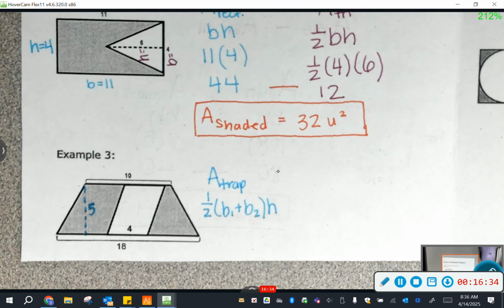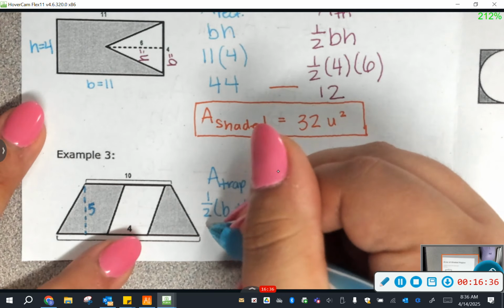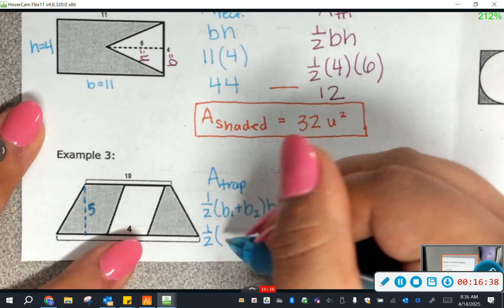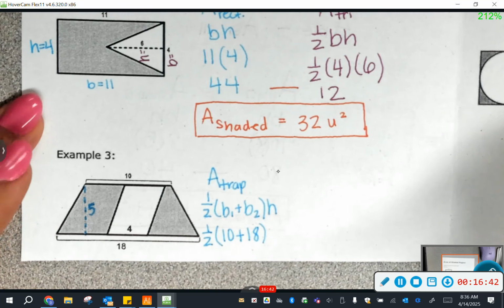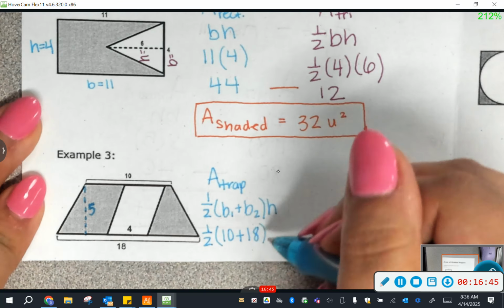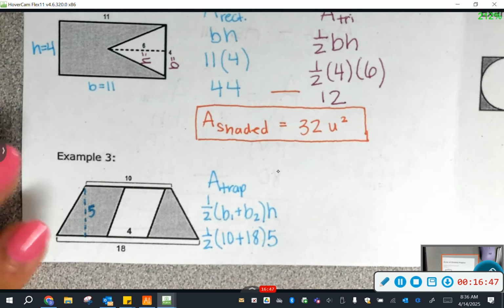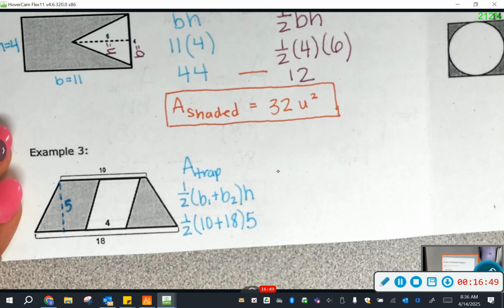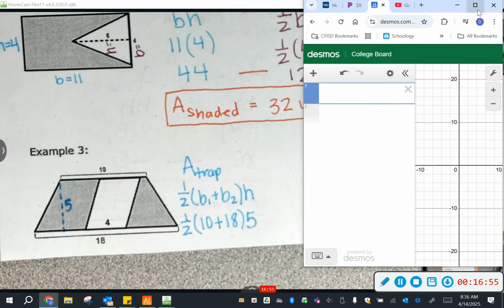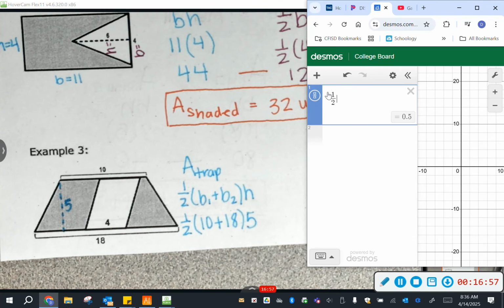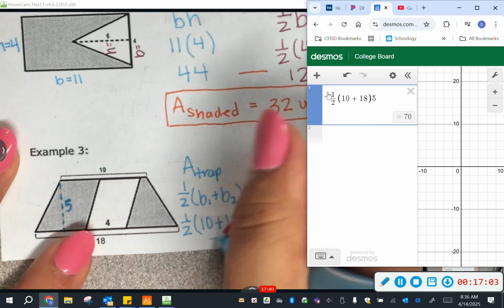How do I use it? 10 and 18 are my bases. And you could put 18 and 10. It does not matter. What is the height of this trapezoid? 5. So when I'm doing this, I'm going to get 1/2 times (10 plus 18) times 5, which gives me 70.